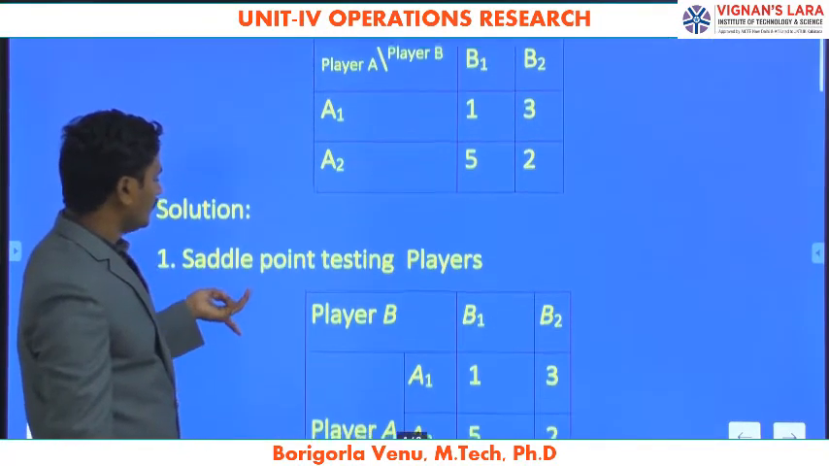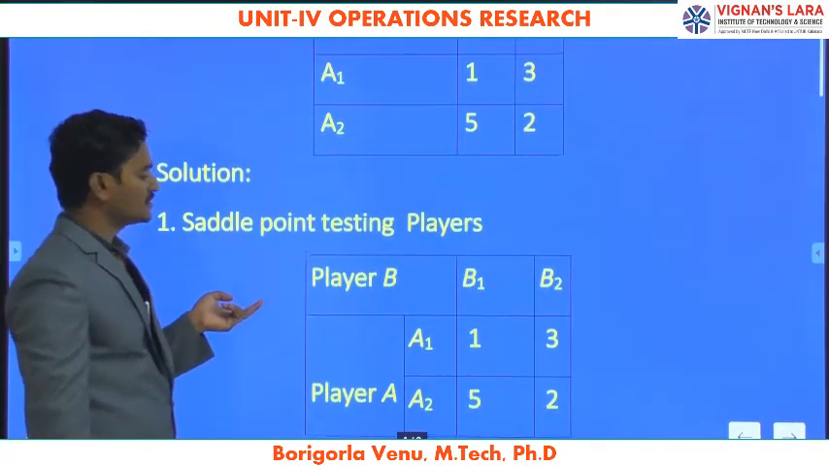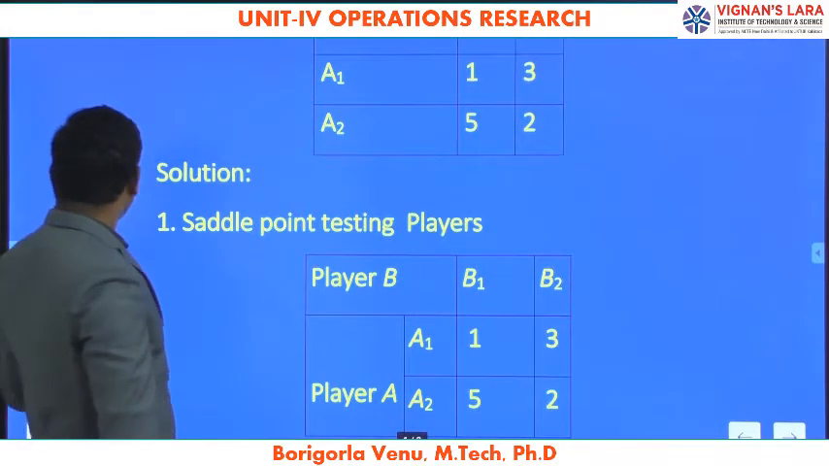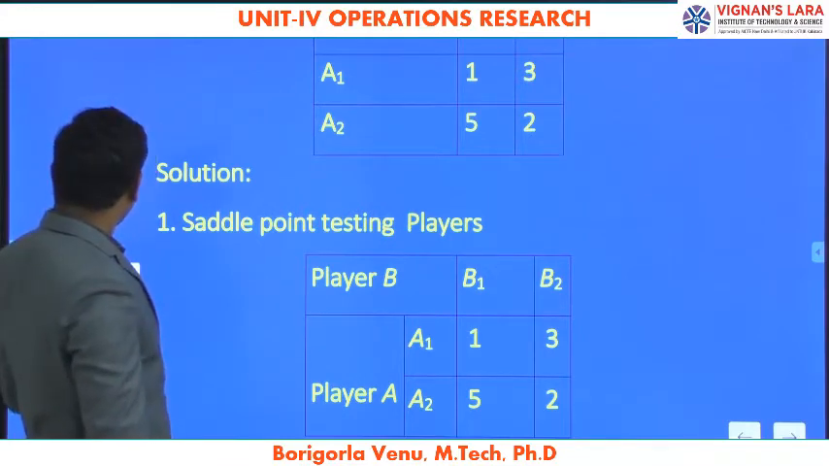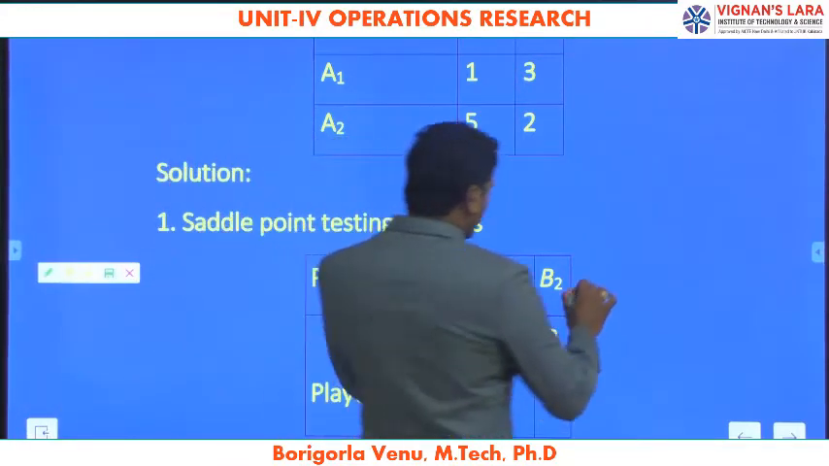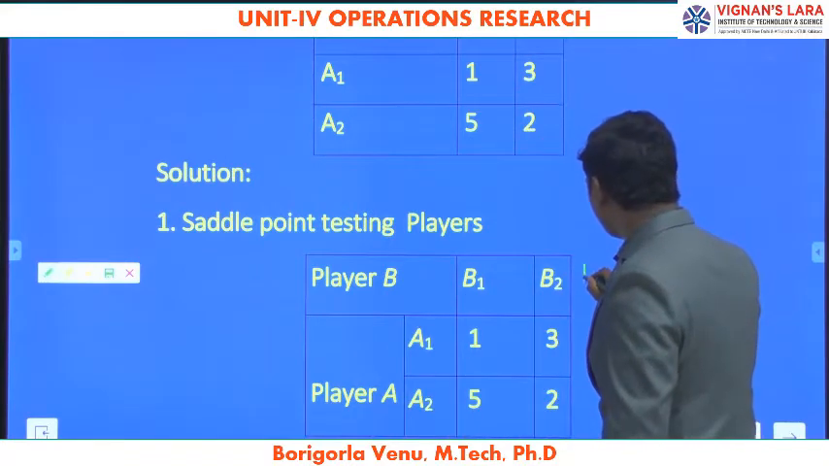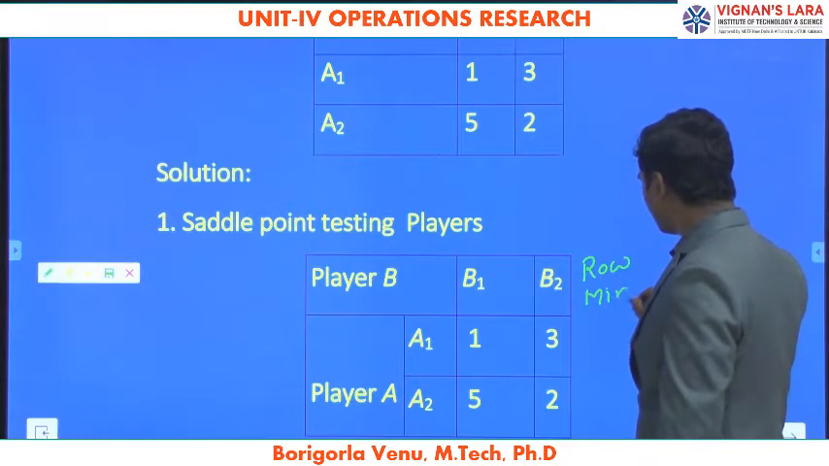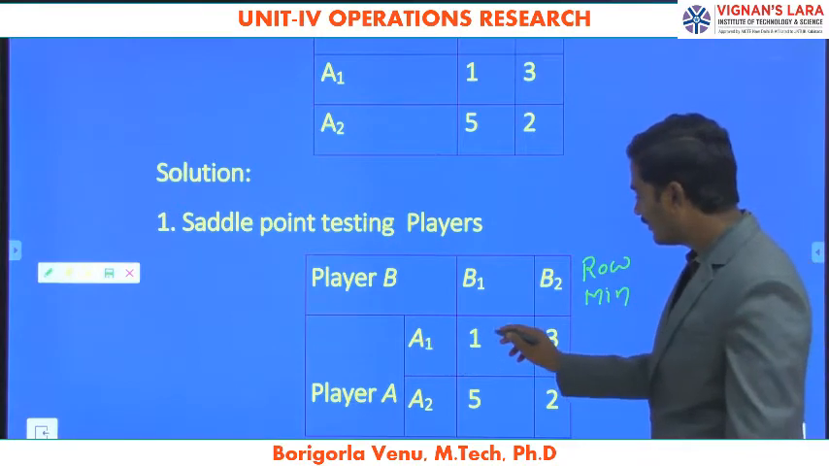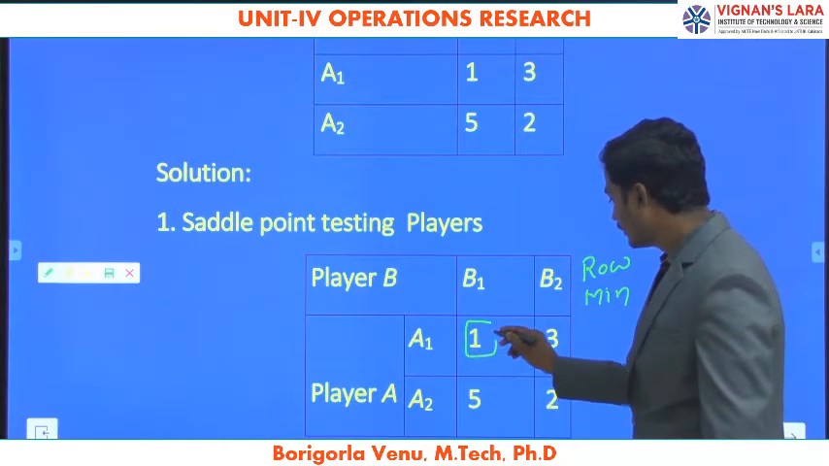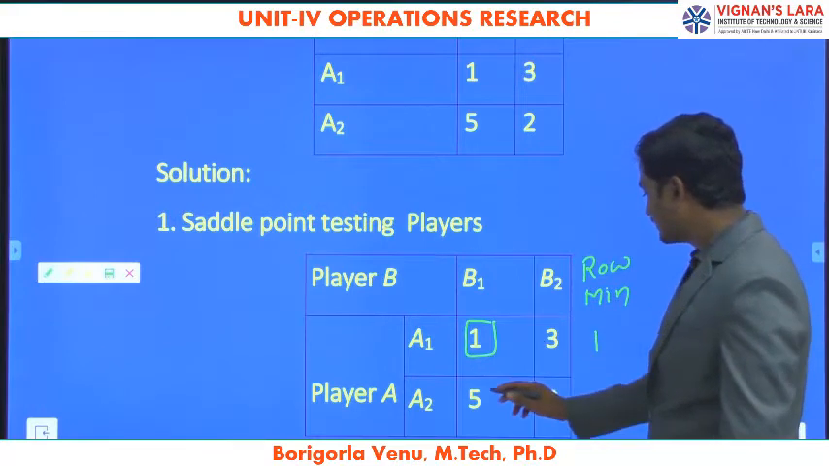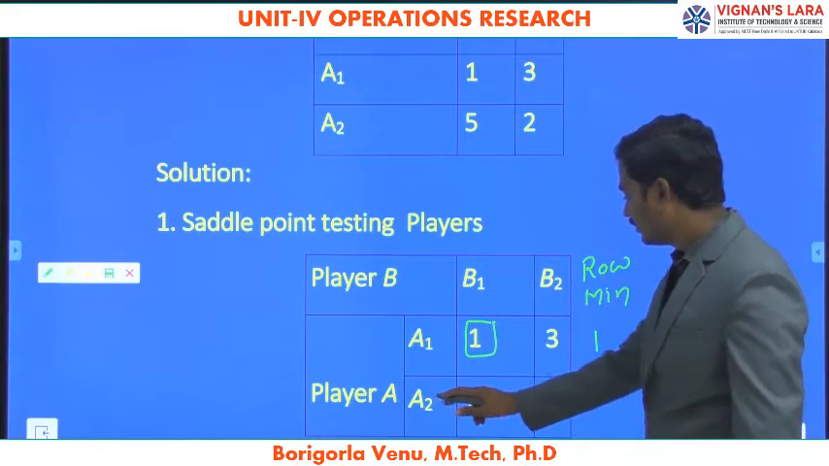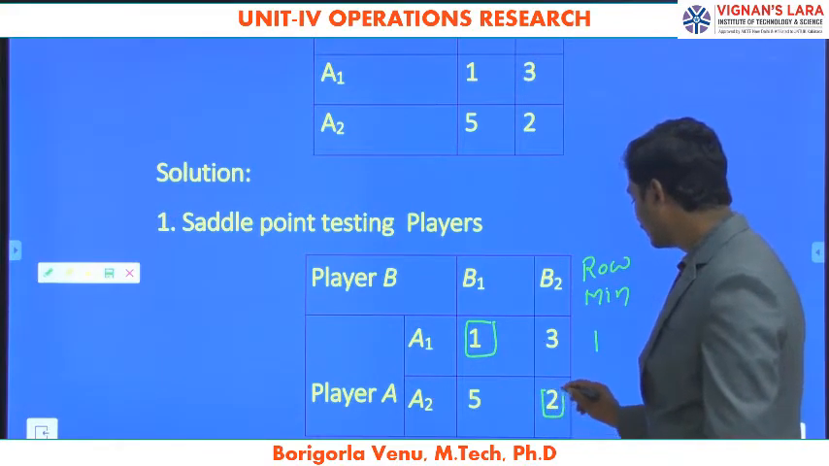When solving the game, first we have to check for the saddle point. The saddle point is checked based on the minimax and maximin principle. First I take the row minimum values. In the first row, the minimum value is 1, so I take 1 here. Next, in the second row, the row minimum value is 2.